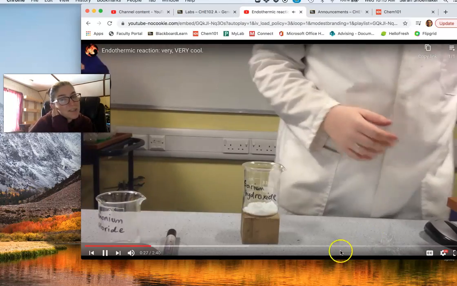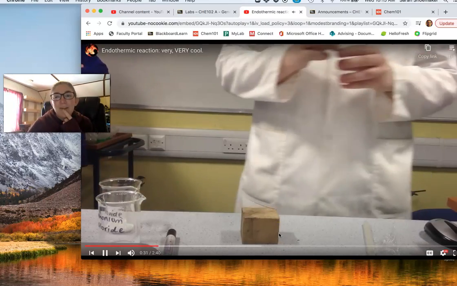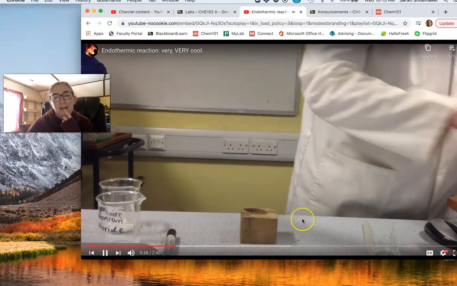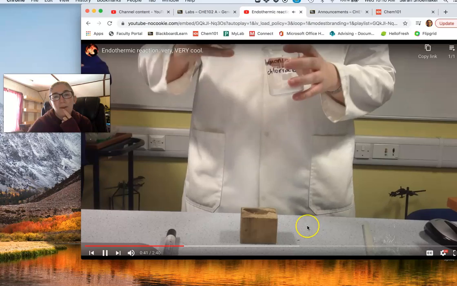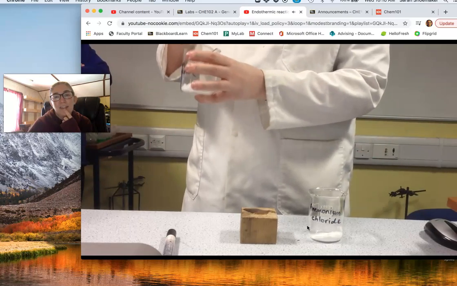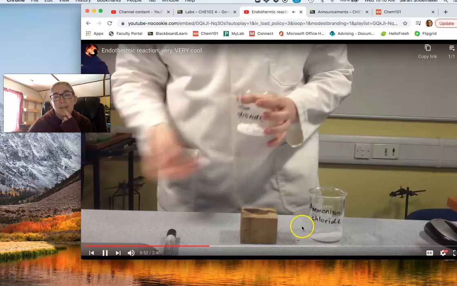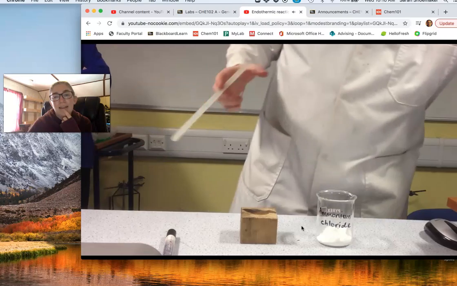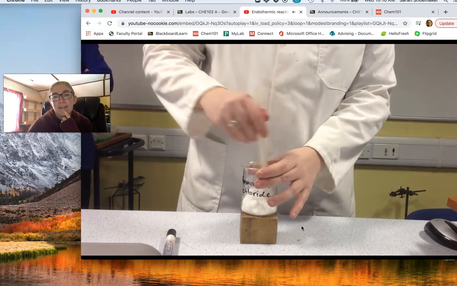All right, so we're going to watch it on fast forward. He's going to mix them together, but first he's just going to wet this block of wood with a little bit of water, and we'll see why. So he's crunching that up because it's a little bit clumpy, and now he's going to mix them together and use the stir bar to stir it.